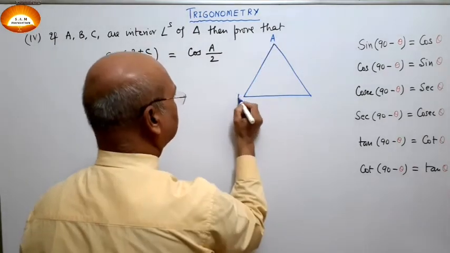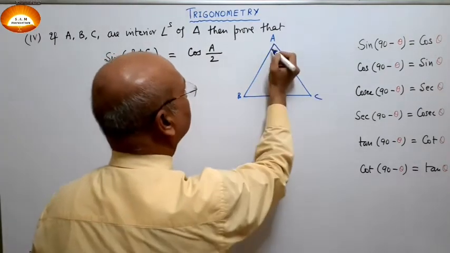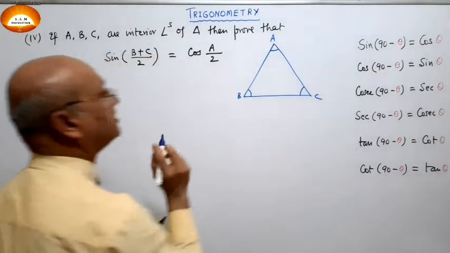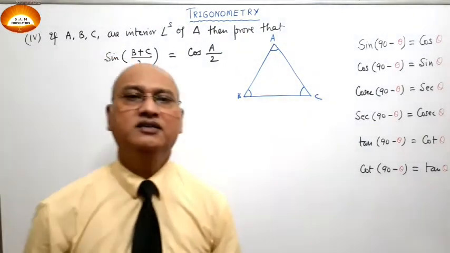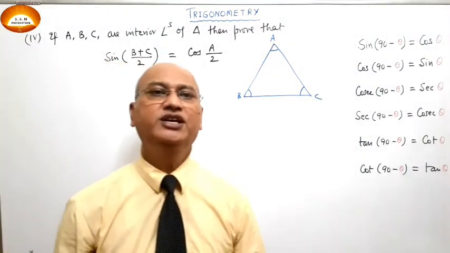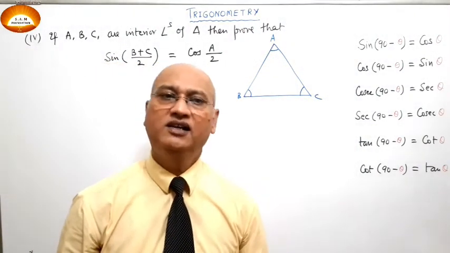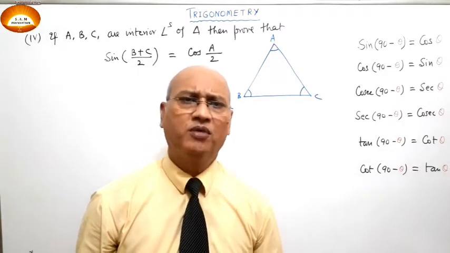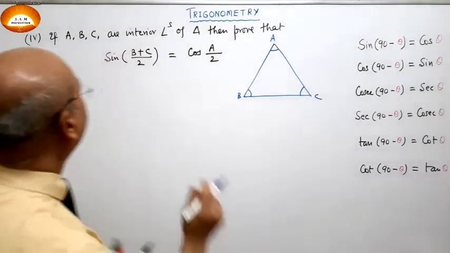This is A, this is B and this is C. These are known as interior angles. Now we already know that the sum of all the three interior angles of a triangle is equal to 180 degrees. Why? Because of the angle sum property of triangles. So we can write this here.